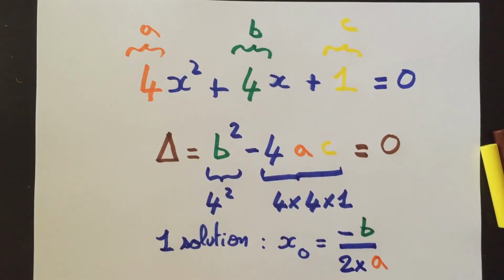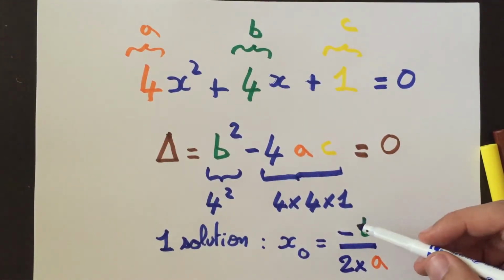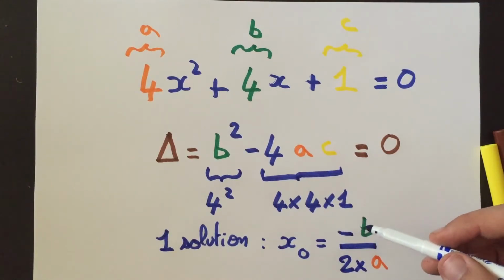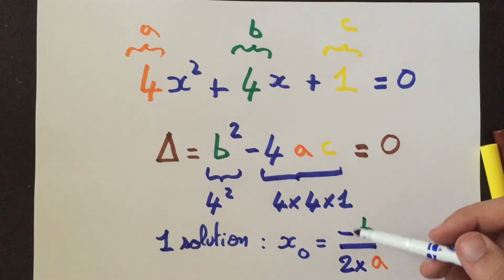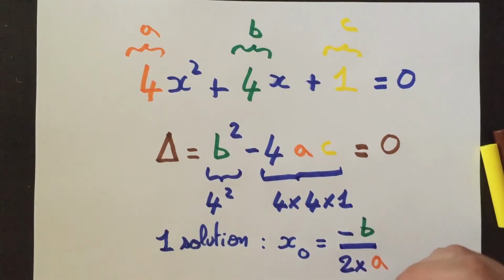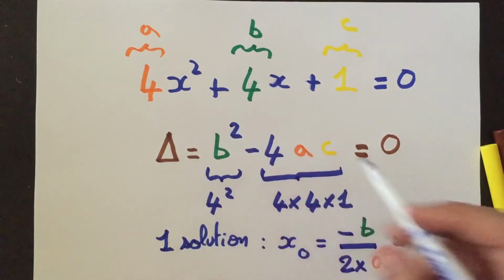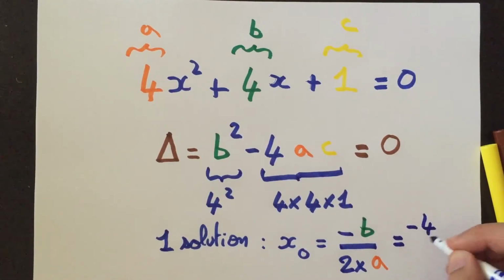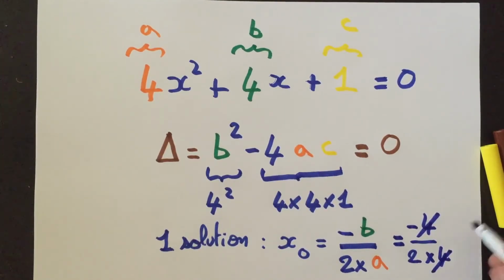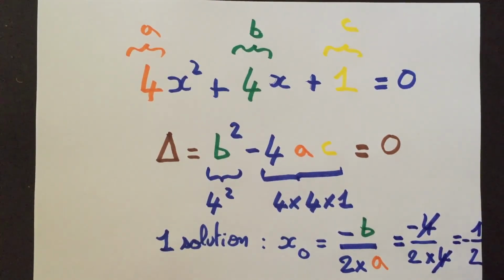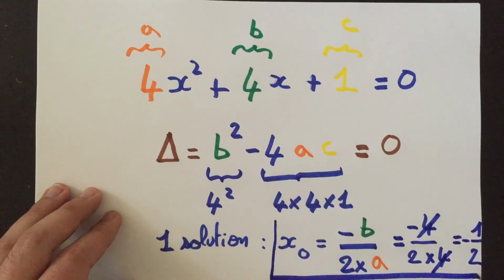Okay, and yeah, that's coming from the fact that the general formula is minus b plus minus square root of delta. Square root of delta is 0 in our case, so we have just one variant, minus b divided by 2a. Minus b is minus 4, so minus 4 over 2 times 4. The 4s cancel out, and I end up with minus 1 over 2. And we're done.